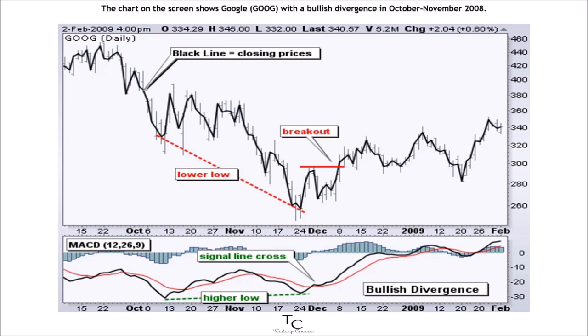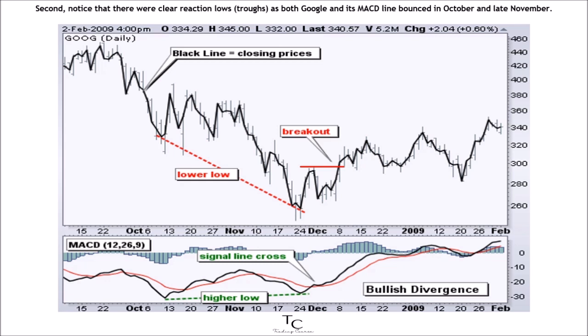The chart on the screen shows Goog, with a bullish divergence in October to November 2008. First, notice that we are using closing prices to identify the divergence. The MACD's moving averages are based on closing prices, and we should consider closing prices in the security as well.